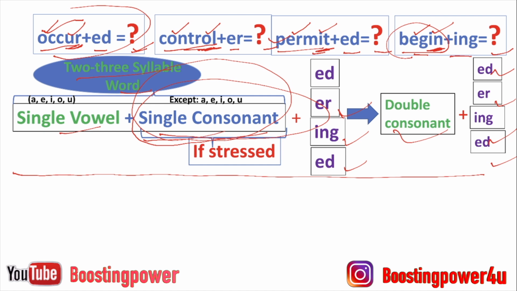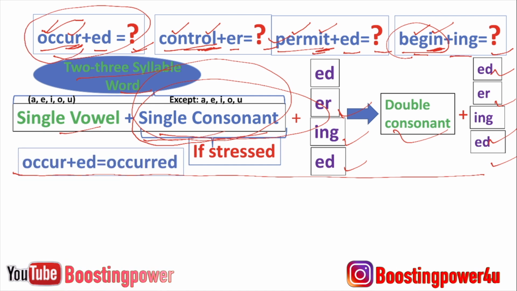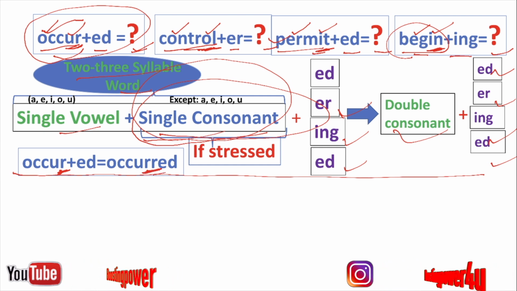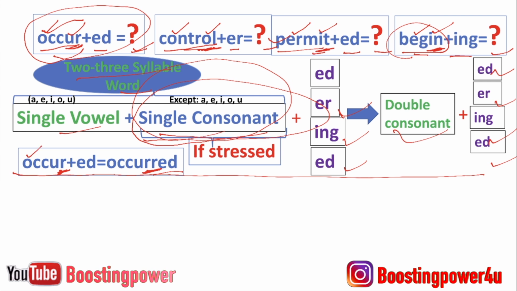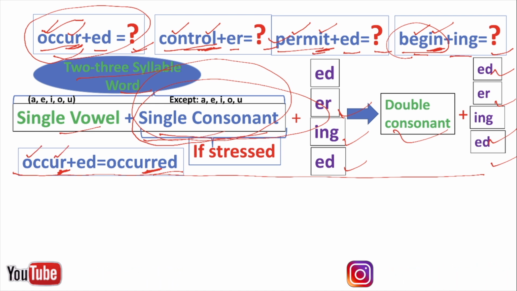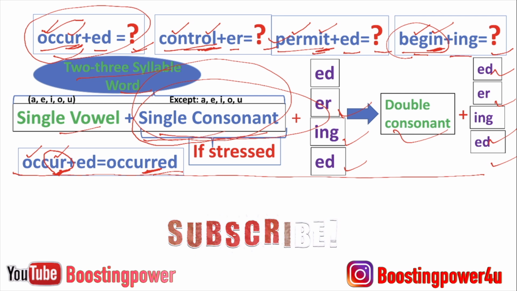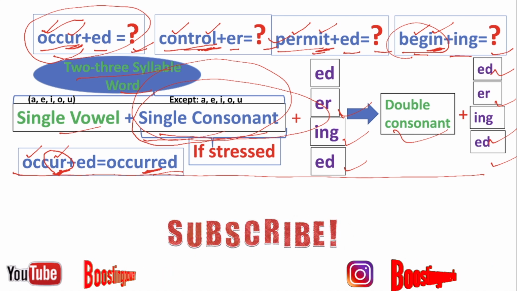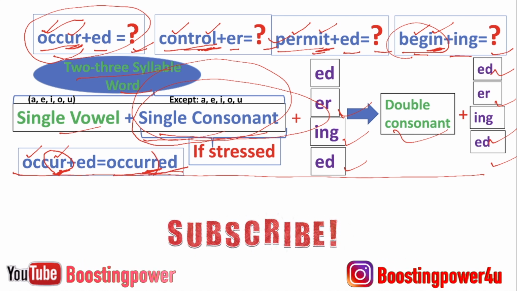So let's understand what is the answer for this word. The answer is R. This R, that is the last consonant, is doubled here. Just see, double R: O double C U double R E D. Here, see, there are two vowel sounds, one here and one here, and it is ending with one vowel sound and one consonant. So it becomes occurred, O double C U double R E D. The consonant has doubled.